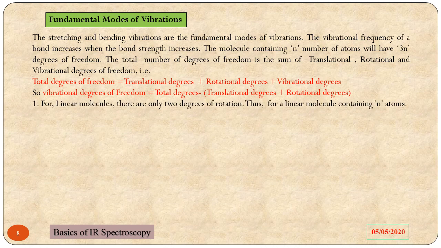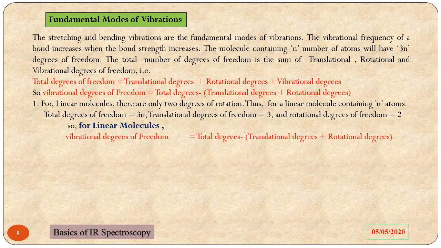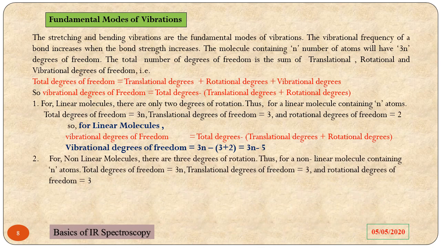For linear molecules, there are only 2 degrees of rotation, and thus for a linear molecule containing n atoms, the total degrees of freedom is equal to 3n. The translational degrees become 3 and rotational degrees of freedom become 2, and therefore for linear molecules the vibrational degrees of freedom is equal to 3n minus 5.